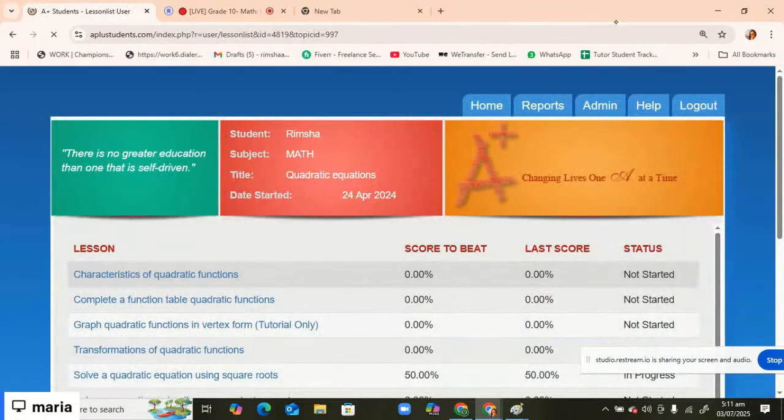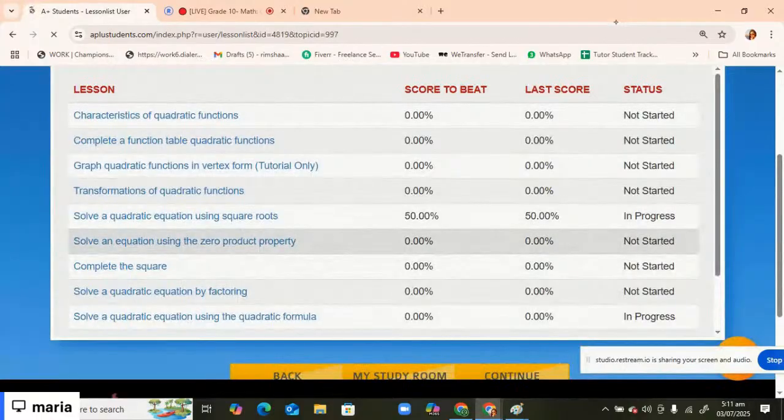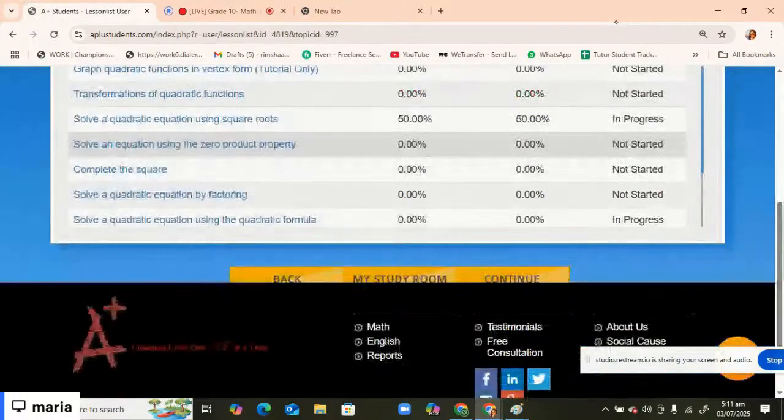Now let's discuss the next lesson: solve a quadratic equation using the zero product property.